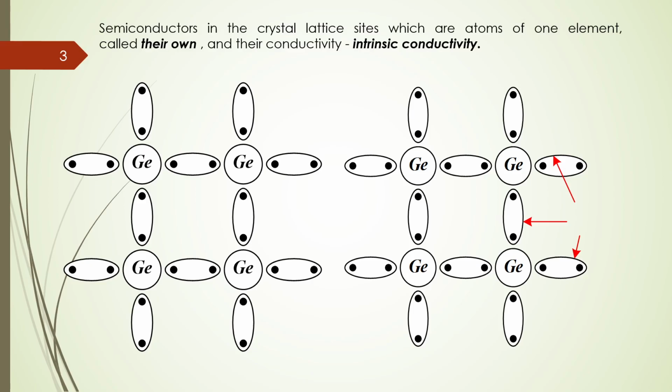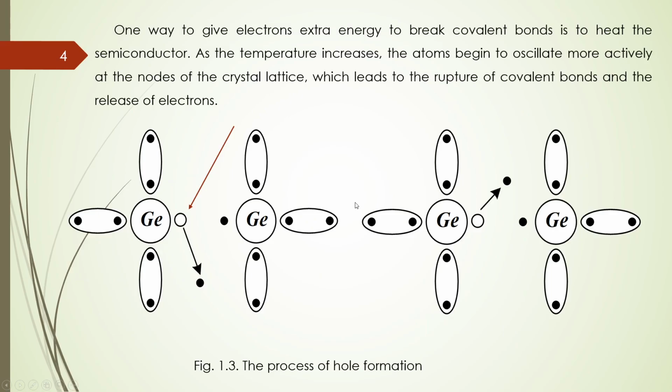A bond formed by one common pair of electrons is called a single bond. In addition, there are double and triple bonds. In the case when the crystal is formed by atoms of only one element, all electrons are connected by a covalent bond. One way to give electrons extra energy to break covalent bonds is to heat the semiconductor.